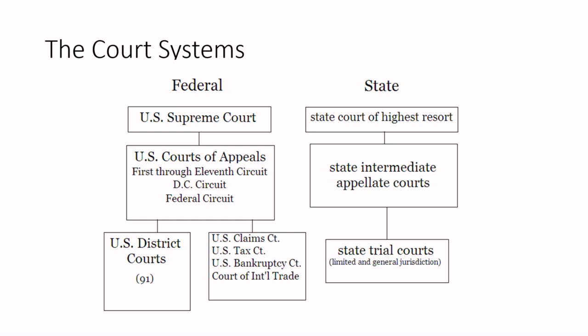The federal judicial system is separate from the state judicial systems. All states typically follow a similar pattern to the federal court, meaning that they would have lower state trial courts, some of limited jurisdiction and some of general jurisdiction. Then they have intermediate appellate courts, and then a state court of highest resort, which in most states is referred to as the state Supreme Court.